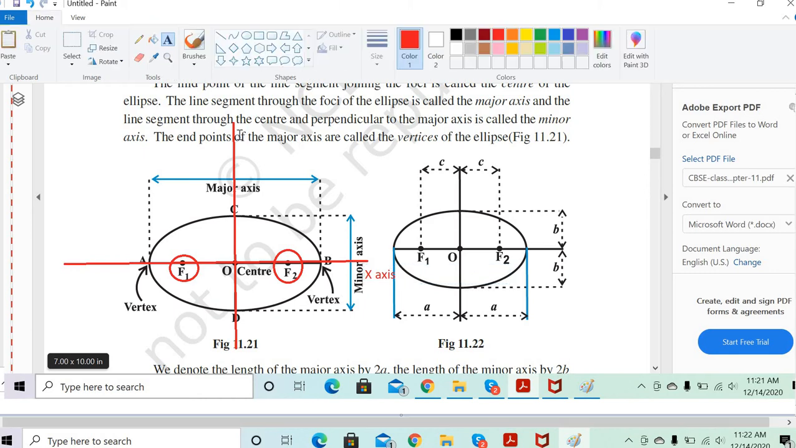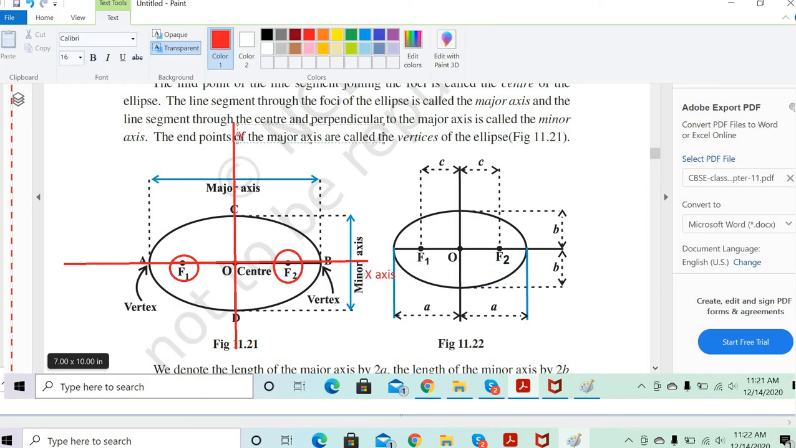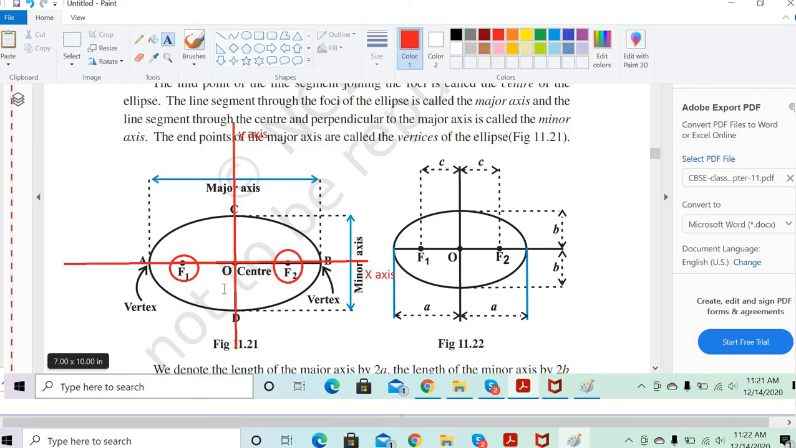Got it? Okay. We'll have the naming also with that. Basically, let's understand now: the midpoint between the two foci F1 and F2 is called the center. That is very clear, center. And it looks like an egg shape, oval shape.